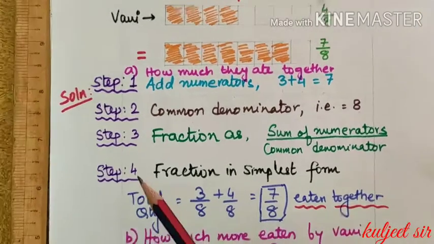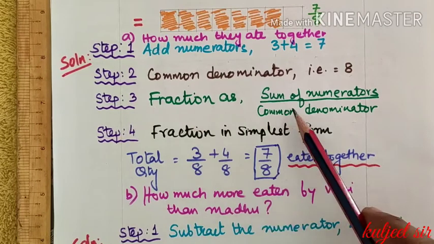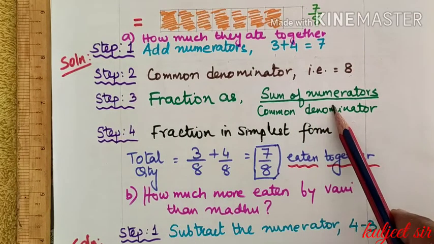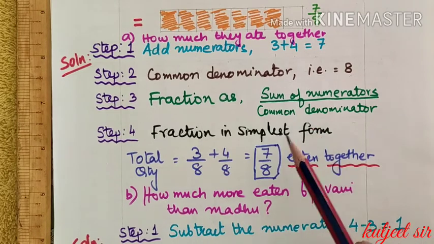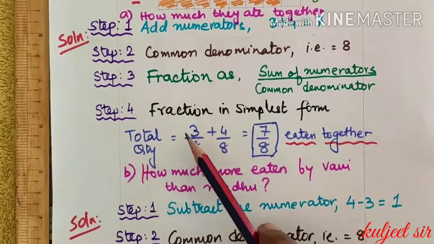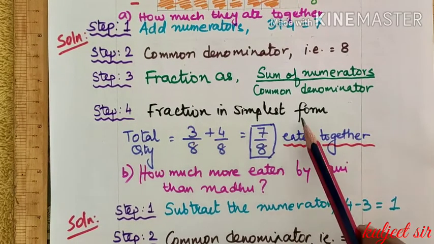Step number 3. Now we have to write the fraction as the sum of numerators divided by the common denominator. And the fourth step, we have to express the fraction obtained in the simplest form.